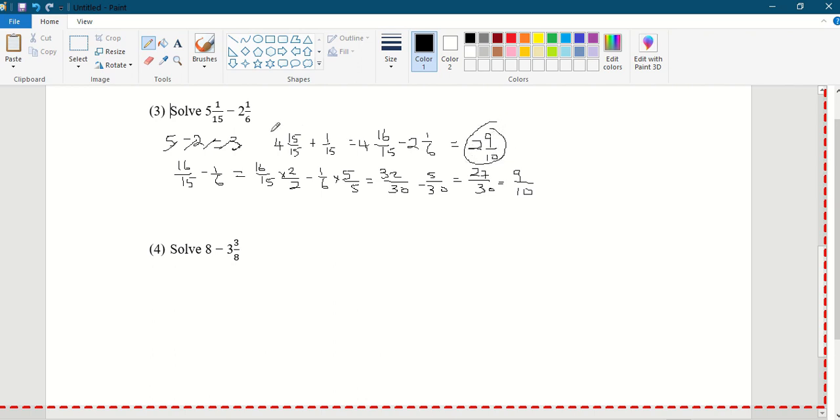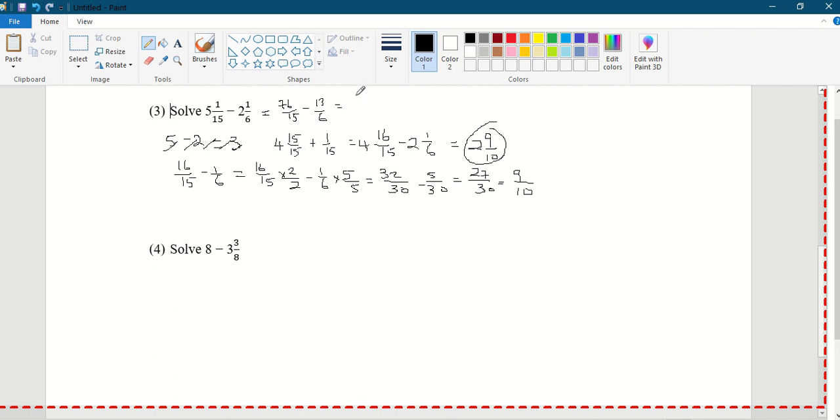Another possibility is to convert both into improper fractions first. So for the first one, 15 times 5 is 75. If you're not sure, you can use your calculator. Plus 1 will give us 76 over 15. Subtract 6 times 2 is 12, plus 1 is 13 over 6. Least common multiple, LCM, is 30 for both of them.